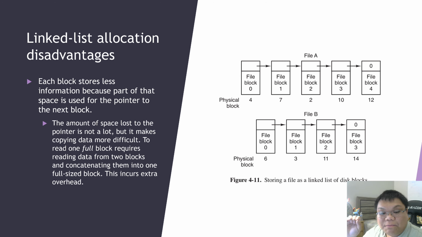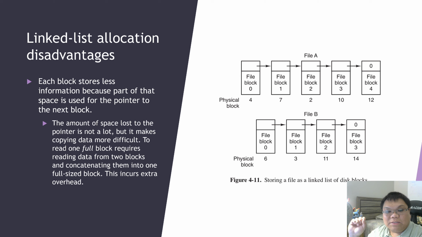Because the file is stored in units of blocks, let's say 1024 bytes, some of that space, just a little bit, is needed for the pointer to the next block. This means every block stores slightly less than the full size of the block, because some of that space is used for the pointer. If, for example, we are using 4 bytes to store the pointer, that means each block is only able to store 1020 bytes. This is assuming we're using 1024 byte blocks, and the pointer is 4 bytes large.